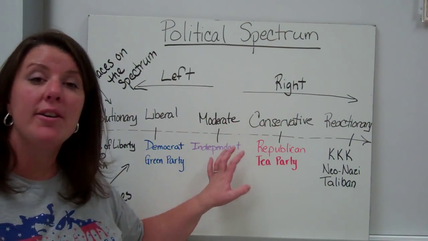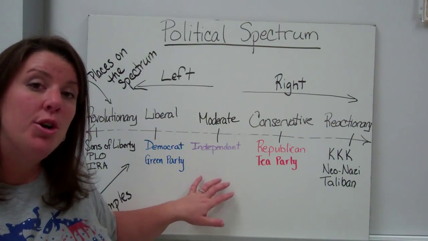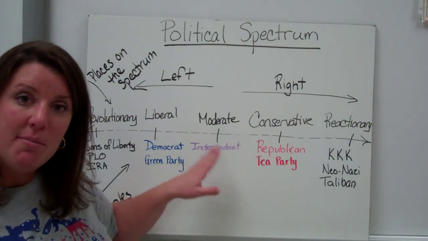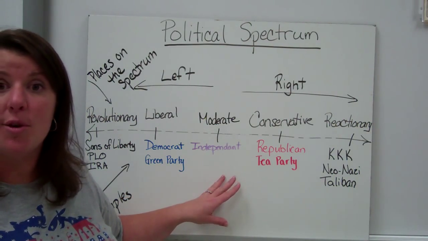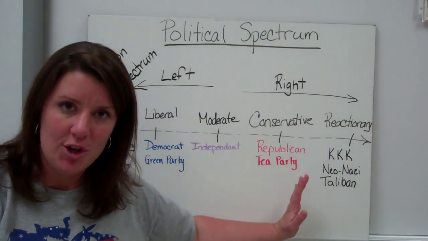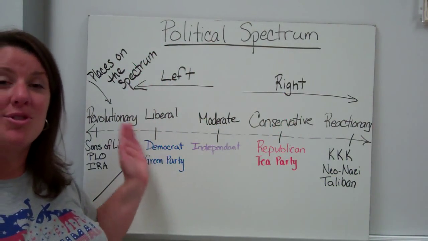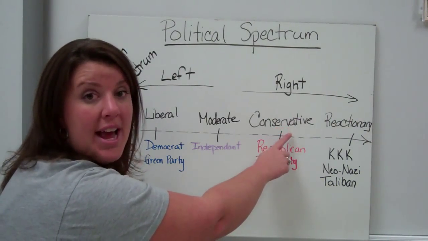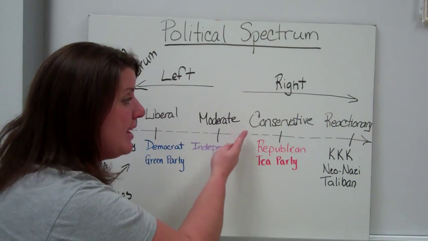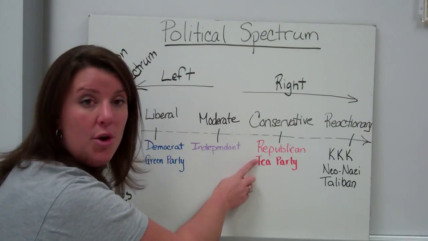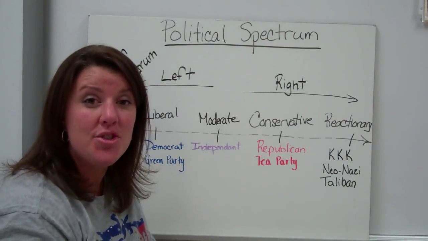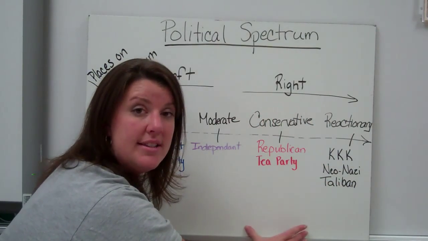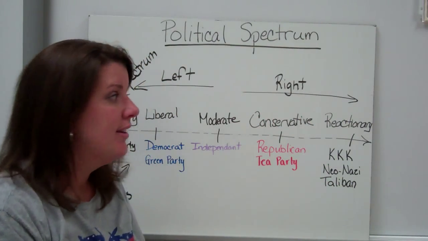This group, the moderates and the independents, these are who the candidates are vying for right now. These are going to be the people who decide who the next president is going to be, because most of the time conservatives are going to vote Republican and liberals are going to vote for the Democrat. So that helps us move right along the spectrum. And now we're at conservatives. Some examples of conservatives would be a Republican or a Tea Partier. So once again, you see that conservative is sort of an umbrella for a couple of these other political parties.